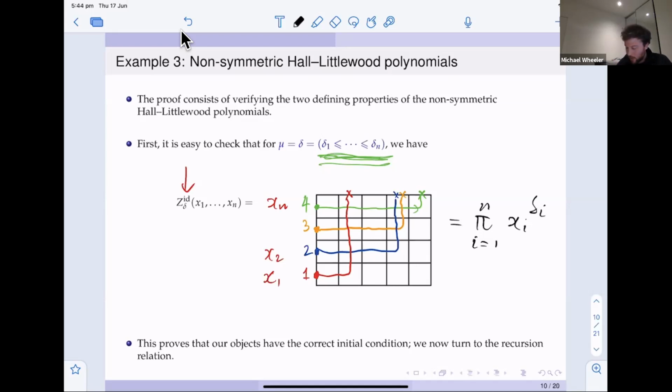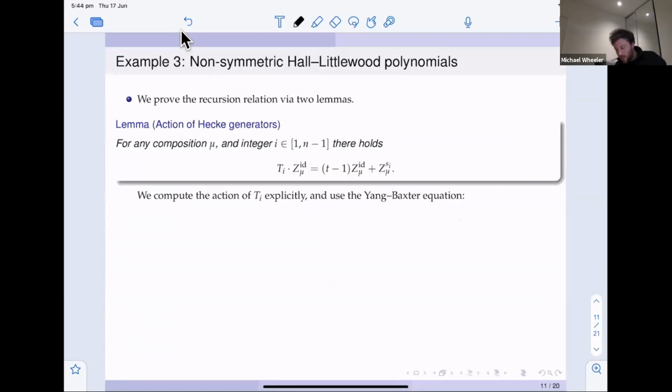Okay, so you can really just see this initial condition using this factorization property. So that's the initial condition. Now we have to do the more difficult task, which is to prove the recursion relation. I'm going to do it in 2 steps, so I'm breaking things down even further. We're going to have 2 lemmas now. The first lemma tells you about the action of the Hecke generators.